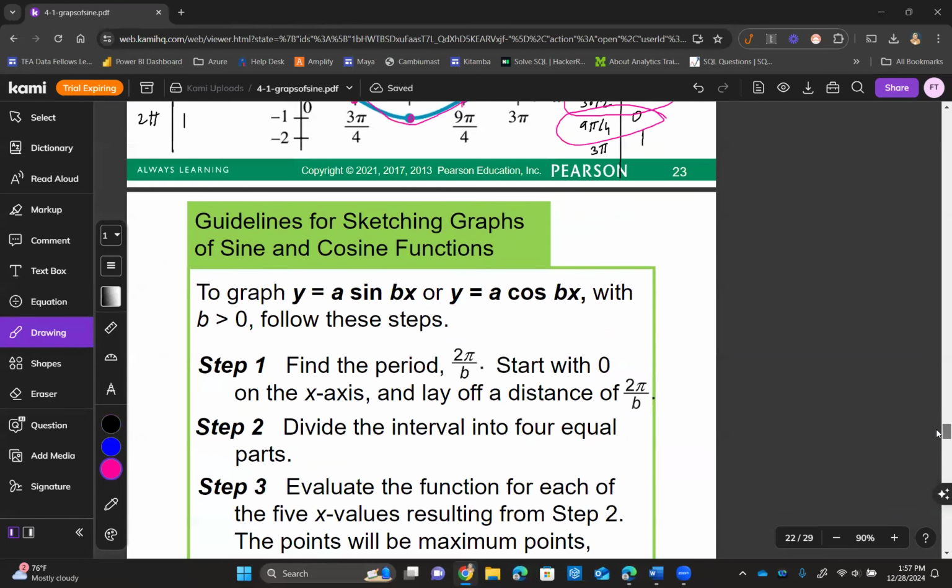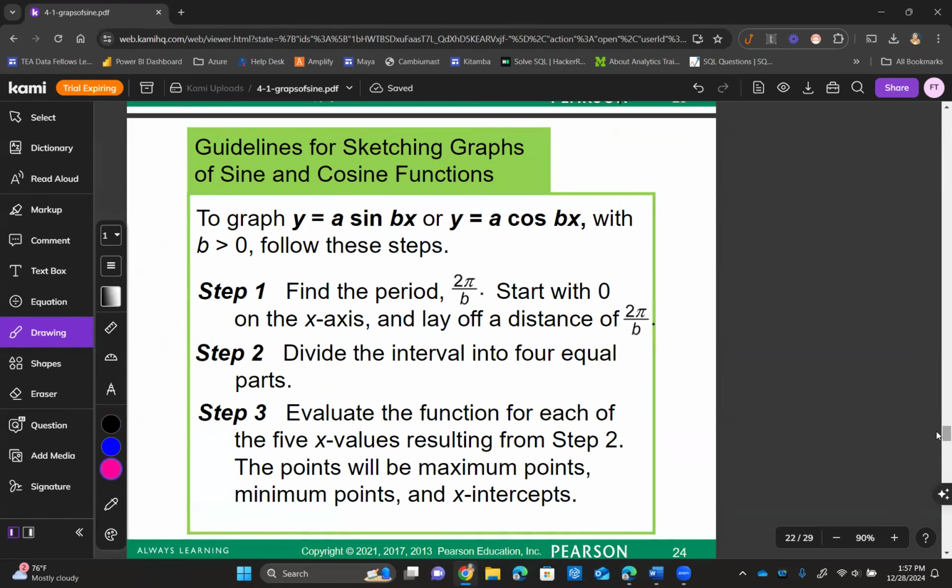There's a cool guideline here for sketching graphs of sine and cosine, so you will need it when you are doing your homework questions. First step is to find the period, and you can find the period by dividing 2 pi by the number in front of the x. If it is just 1, you're lucky, so its period will be 2 pi over 1. But if it is any number different than 1, you have to divide 2 pi by b to find your new period.